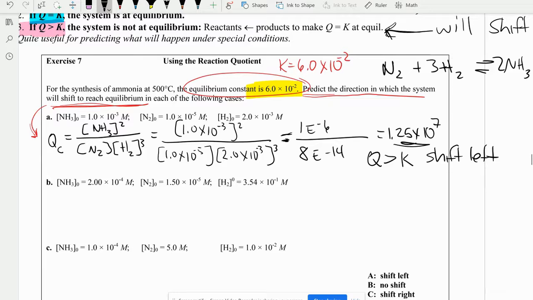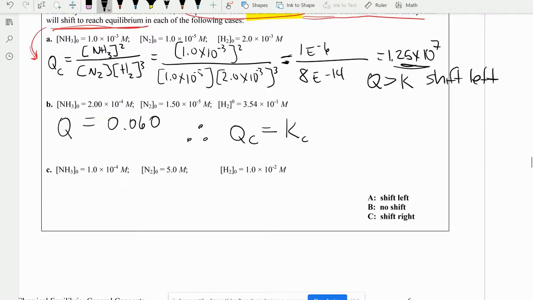Let's do B. You can pause me. Again, I want you to try these problems on your own before I do them. Why don't you do B and C now that you have an idea of what you need to do? So write the reaction quotient expression, plug in your values, get your answer, compare that Q value to K, and find out what is happening in the new set of concentrations given to you for B, and repeat the process for C.